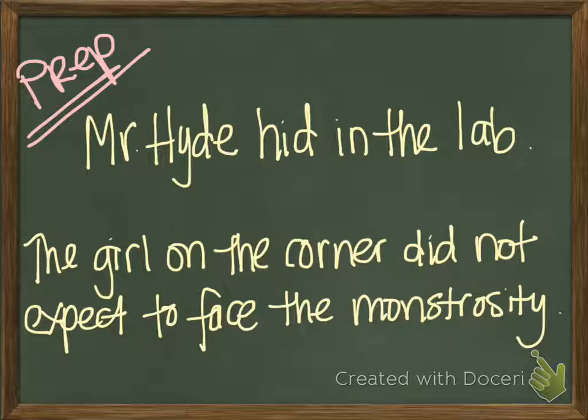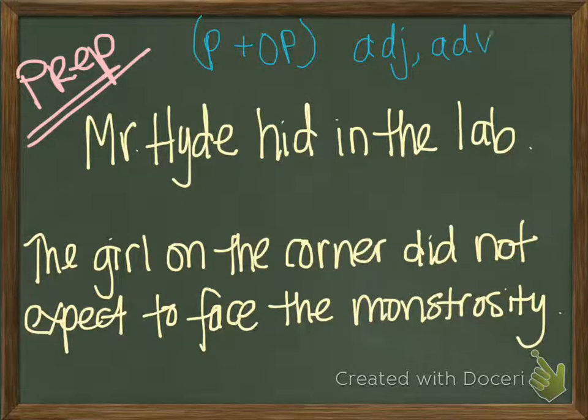Prep phrases start with a preposition and they end with an object of the preposition. And these are modifiers, so they can be adjectival or adverbial. The first example says, Mr. Hyde hid in the lab. It's always important to find your subject and your verb first.